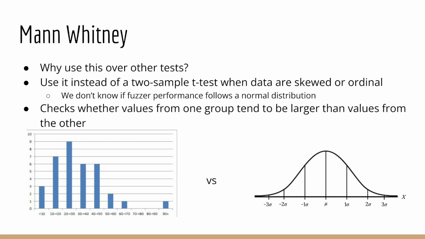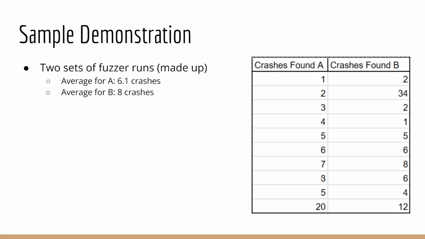It's because we don't know the distribution, compared to something like the two-sample t-test, where the data would have to follow a normal distribution. So you use it for skewed data like this. It could be normal, but you don't want to make the assumption, especially with low sample sizes. To better explain the Mann-Whitney U-test, as it's never explained in depth in the paper, here's a sample distribution with some random data.